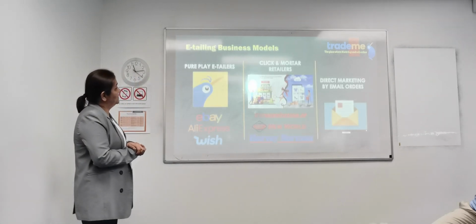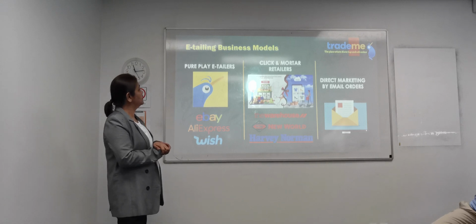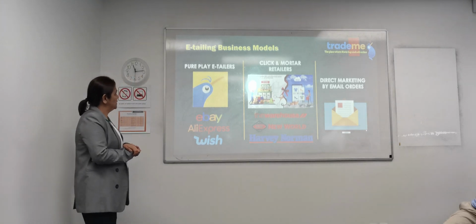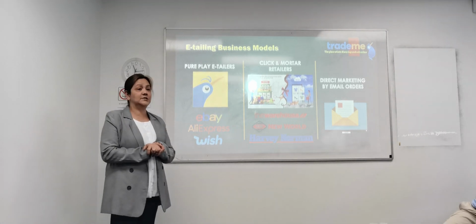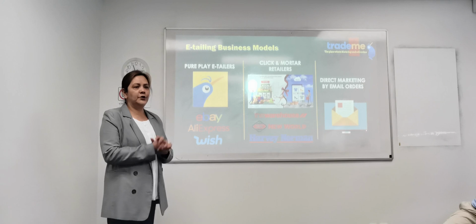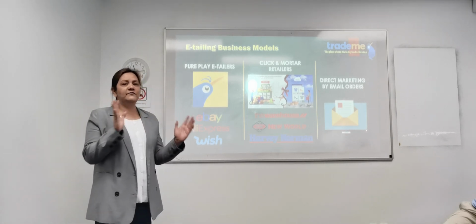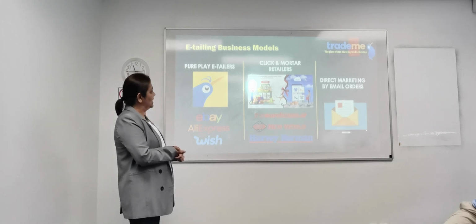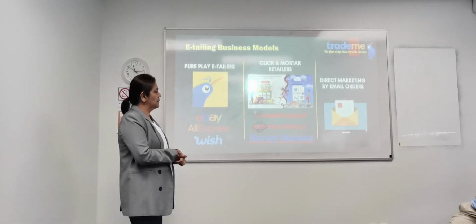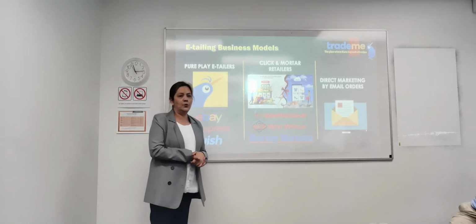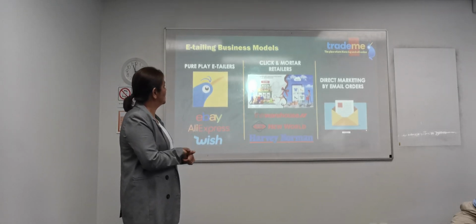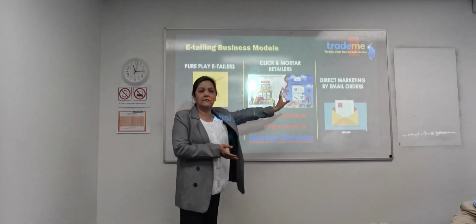For e-tailing business models, we have pure play e-tailers, the click and mortar retailers, and direct marketing by mail orders. We would say that Trade Me is a pure play e-tailer because they don't have a physical store. Same with eBay, AliExpress, and Wish. E-tailer companies don't have a physical store, just the online presence. And click and mortar retailers is now the trend also in New Zealand, because big companies like Warehouse, New World, Harvey Norman, Noel Leeming have already adopted this e-tailing business model. So they have a physical store, and they also have the online presence.